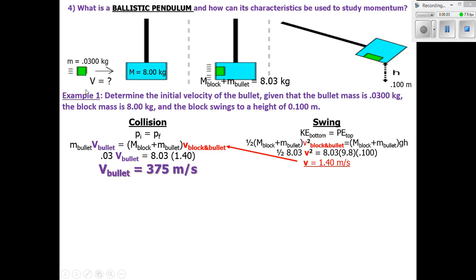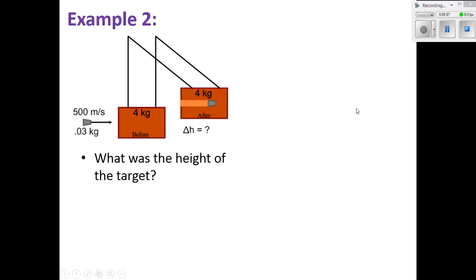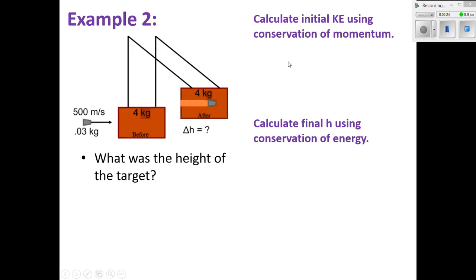What if you're given initial velocity and you'd like to solve for a height? That's the other type of problem that I could give you. That's what example 2 is about. We're still going to use the idea of the collision and the swing. In this case, since we have everything we need at the beginning for the initial momentum of the system, we're going to start there on the collision momentum side and then move to the swing side.